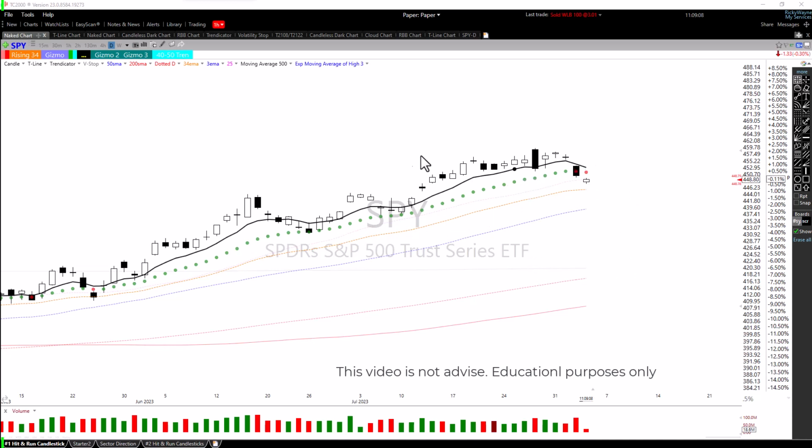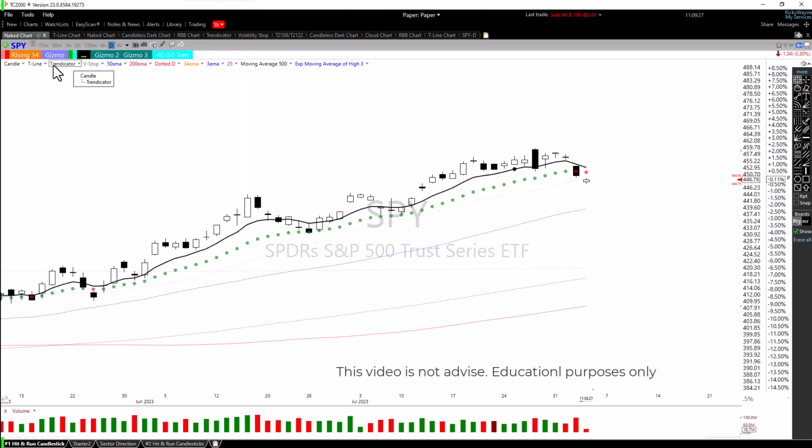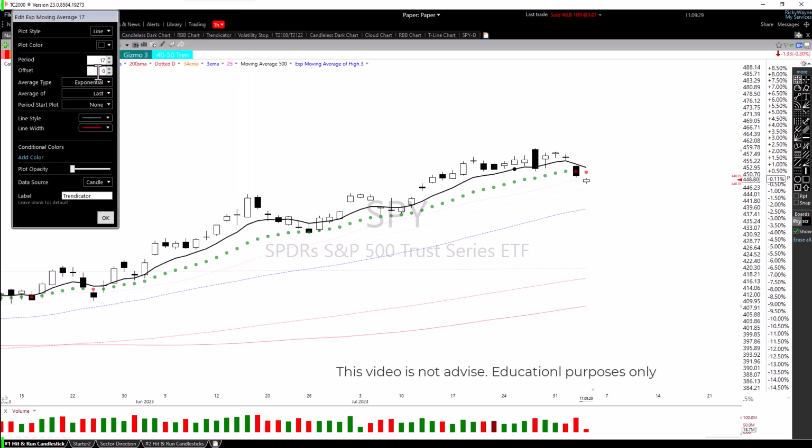Anyway, I better get over here and finish up what I was doing. Sorry, I got sidetracked. The dots, for those that don't know, are just the 17 EMA. They are simply the 17 exponential moving average. There is nothing else. I've named it Trendicator, but that's just because you can name it whatever you want.